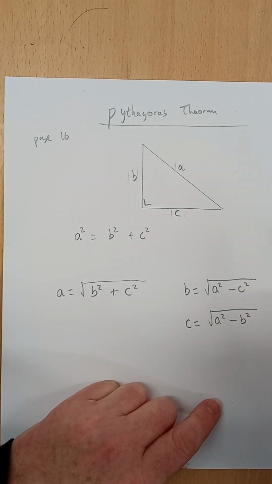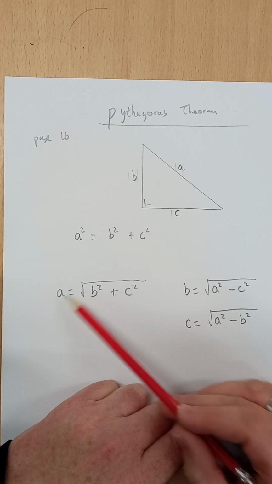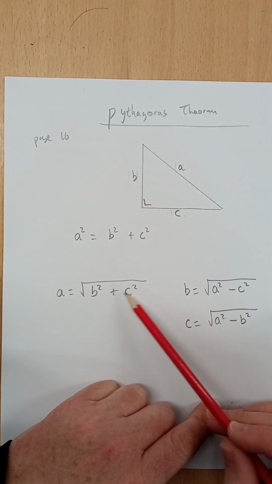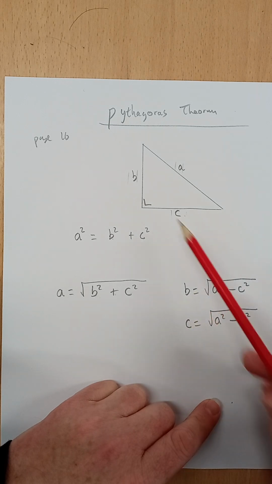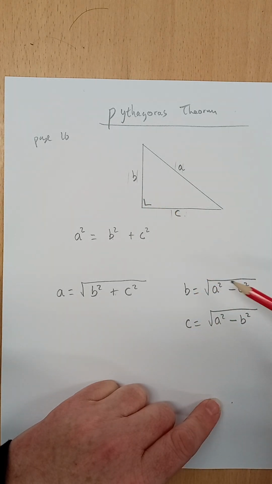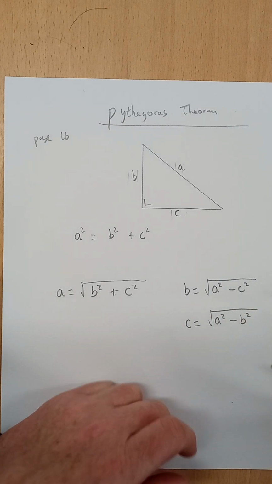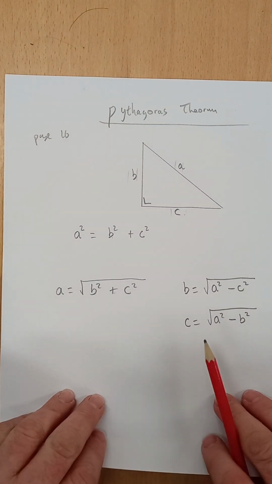So it's always going to be, if you want the longest side, you add the other two sides squared and root the answer. If it's one of the other sides that's missing, you subtract the square of the side you know from the square of the longest, and get the square root of the answer. So I'm going to show you a couple of examples of this.